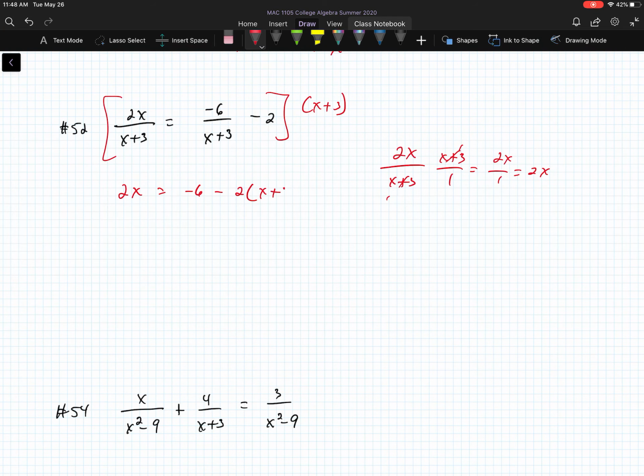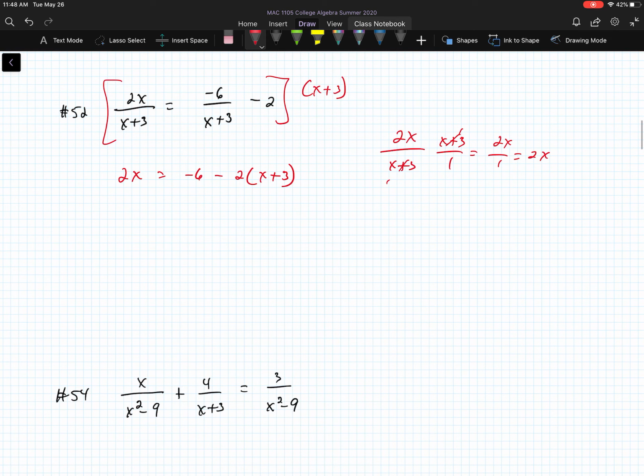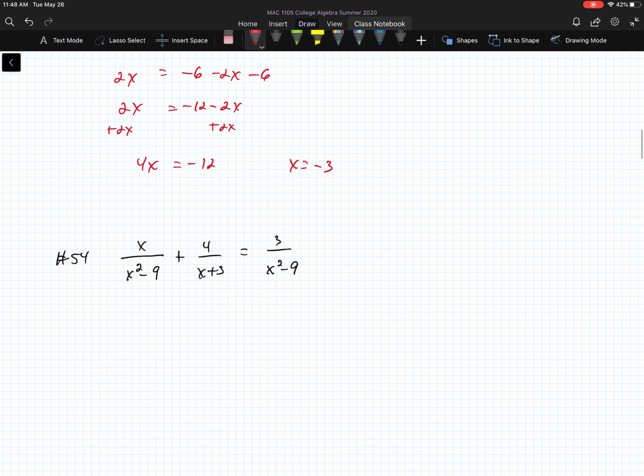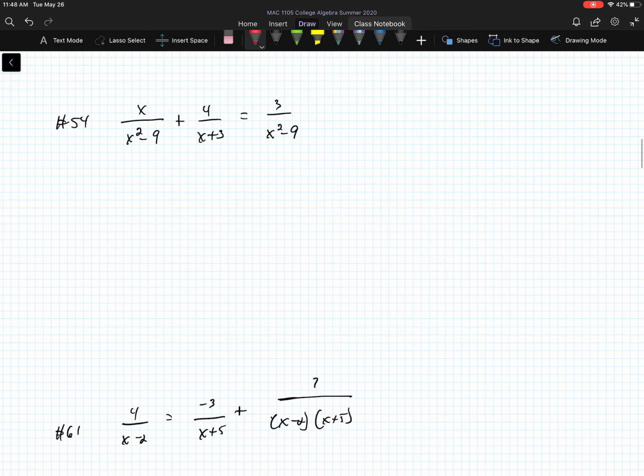Now this one becomes negative 2 times x plus 3. So just kind of clean this up a little bit. So that's negative 2x minus 6. Combine like terms. Right? Then now what I'm going to do is add the 2x to both sides. So I get 4x is equal to negative 12, which if I divide both sides by 4, I get x is equal to negative 3.